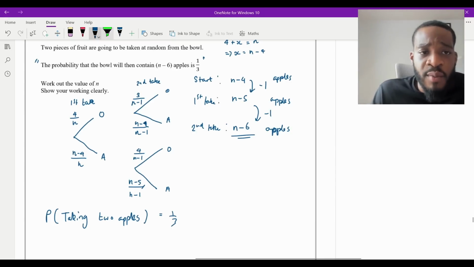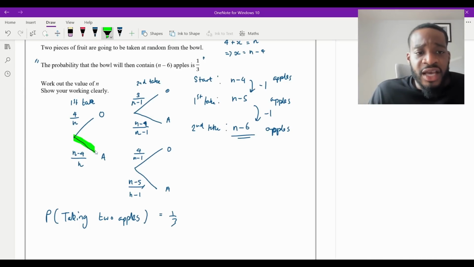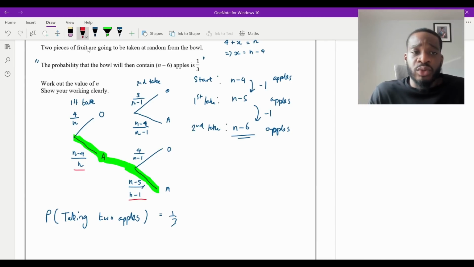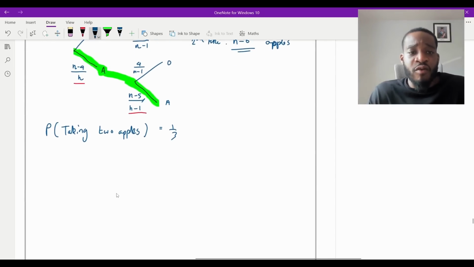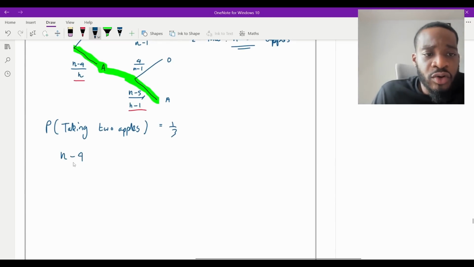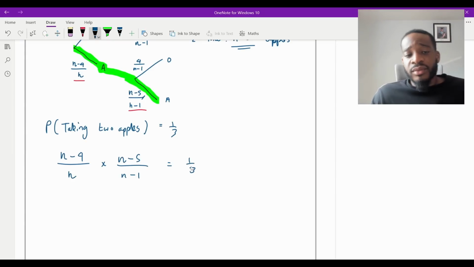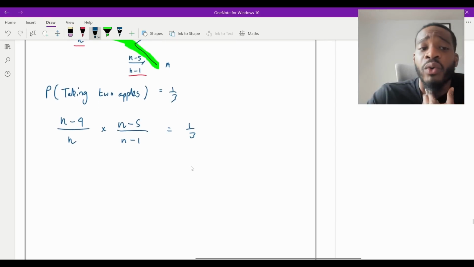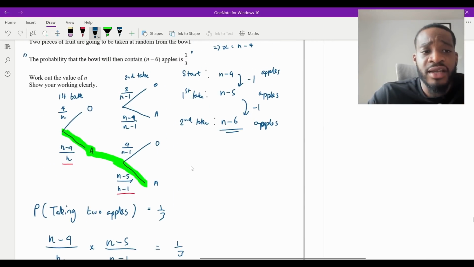Well, what would be the probability of me taking 2 apples? Well, let's look at our probability tree. Remember, if you're taking anything from a tree, right? Well, you just go along the branches. If I take an apple on my first go, right, then it's n minus 4 over n. And then remember, when you go along the branches, you just times the probabilities together, right? So I need to times these two together, and that will be the probability of me taking 2 apples, right? So what we can say then is that from there, n minus 4 over n multiplied by n minus 5 over n minus 1 is just equal to a third. So now I'm here. What do I need to do? Well, remember what we're trying to find. We're trying to find the value of n.